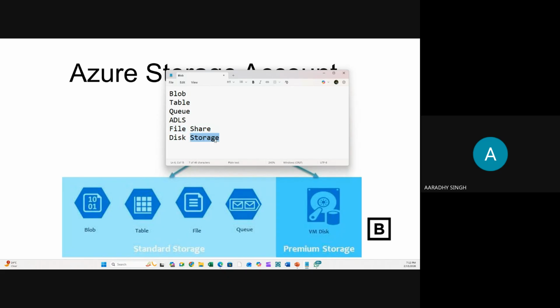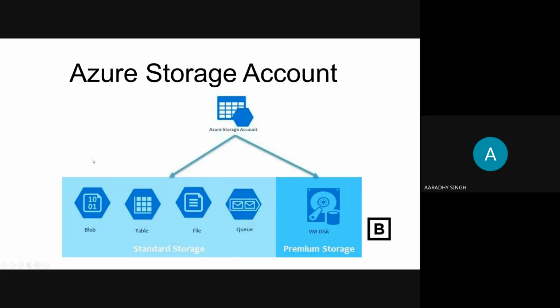While the last one is disk storage. Disk storage is nothing but the C drive of the machine. Whenever you create any machine, whenever you're planning to provide an infra-based solution, by default you'll get a C drive. So the C drive of the machine is nothing but a premium disk or disk storage. So in a nutshell, I would say there's a service named storage account.